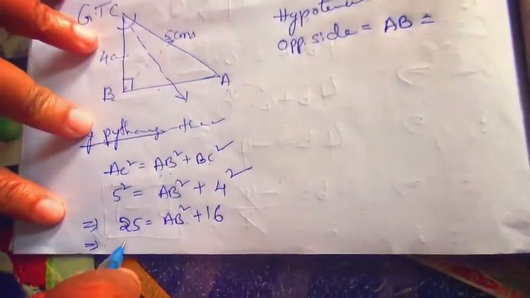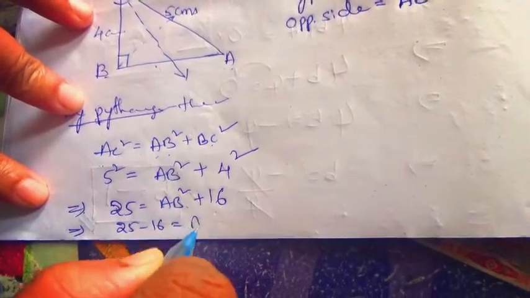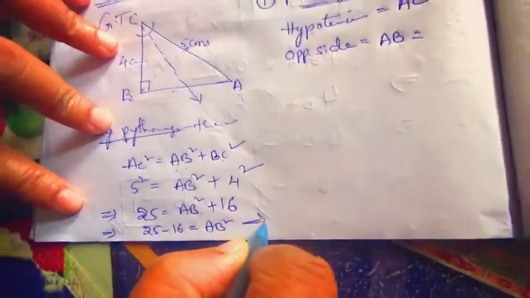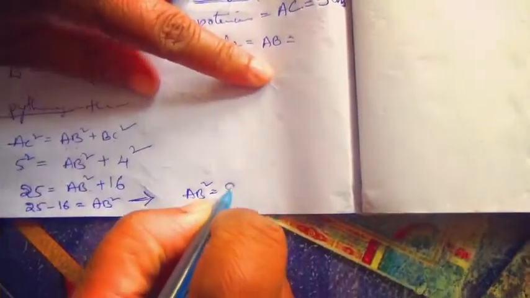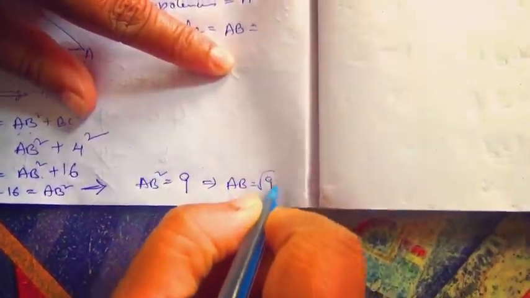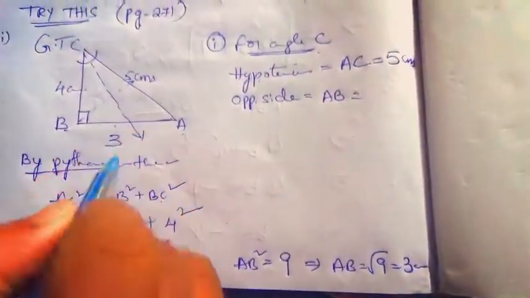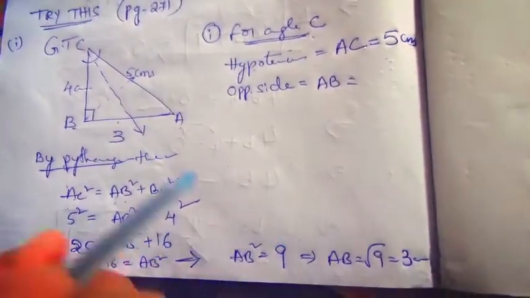That implies 25 minus 16 is equal to AB square. That implies AB square is equal to 9. That implies AB is equal to square root of 9, that is equal to 3 centimeters. So we know that by using this Pythagoras theorem, we find out this AB.